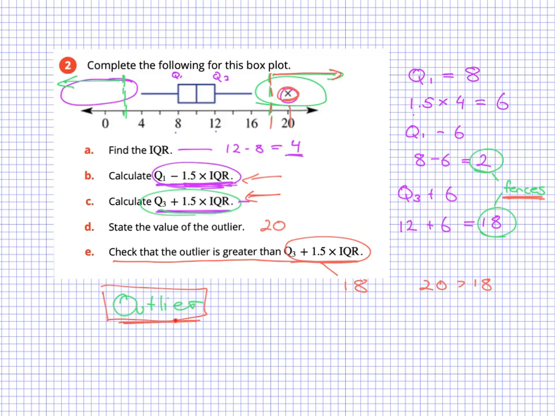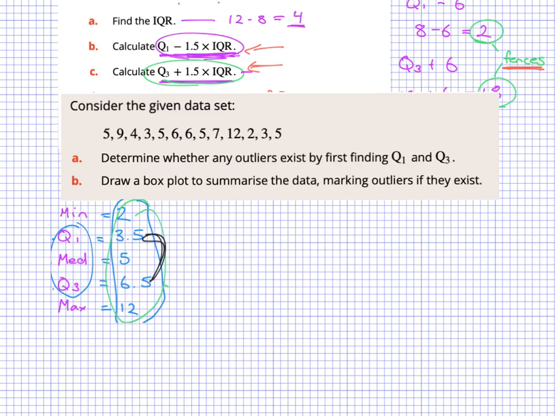All right, so this is the example from the first video, which we had this data set given to us, and the part we ignored was determine whether any outliers exist. So I've brought the data back. Here's our minimum, Q1, Q3, median, and max.